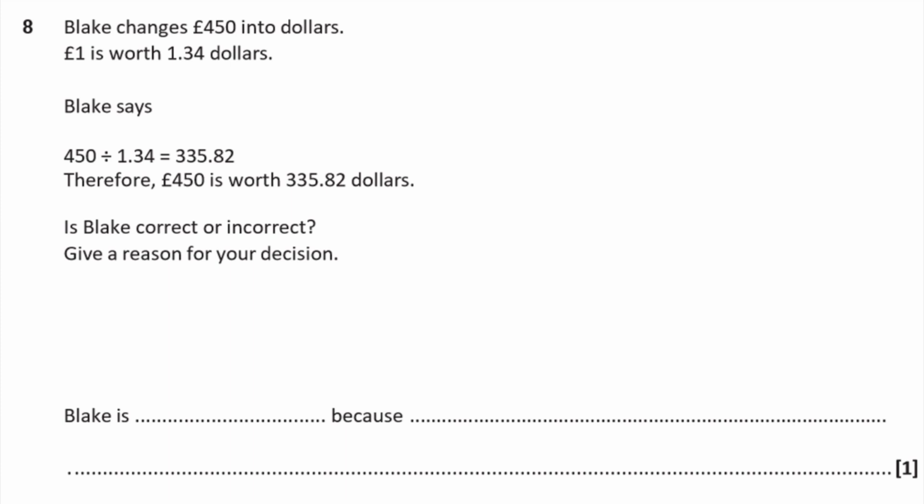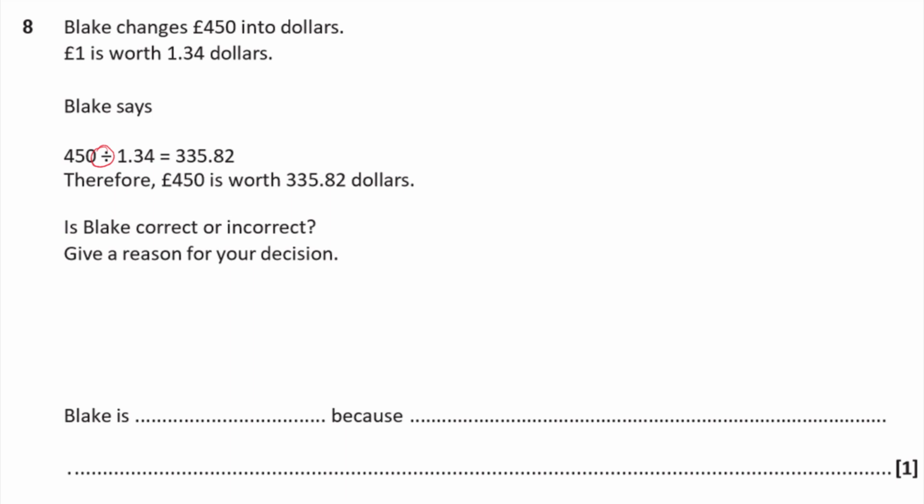Well, I think he's incorrect, isn't he? If he's got £450 and pounds are worth more than dollars, and they are because you can sell a pound for $1.34, then you're going to end up with more dollars than pounds after you do the exchange, aren't you? Not less. He's ended up with fewer dollars than he had pounds, and that can't be right. I think he's done the wrong thing here. He has divided when he should have multiplied, shouldn't he? Okay, so the number of dollars he should have got is 450 times 1.34.